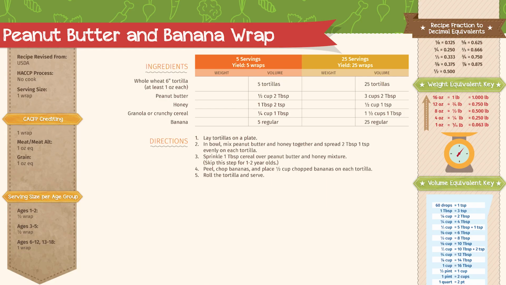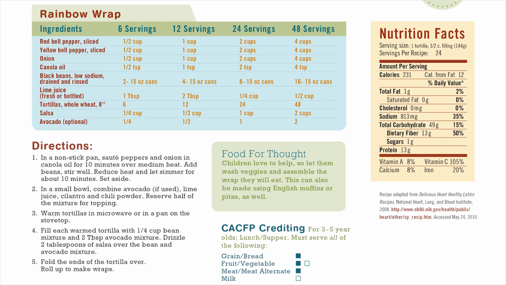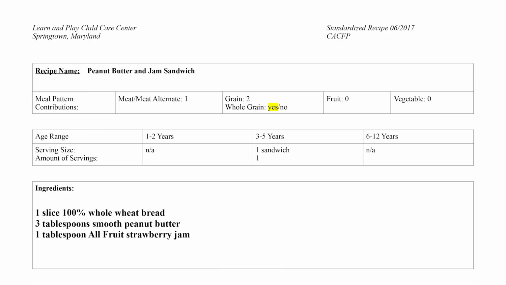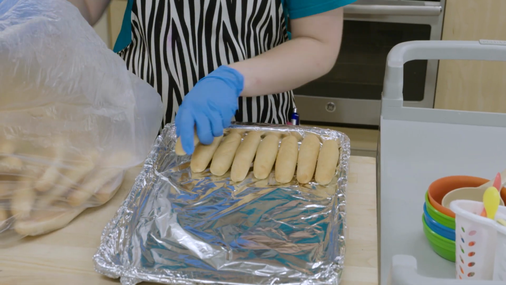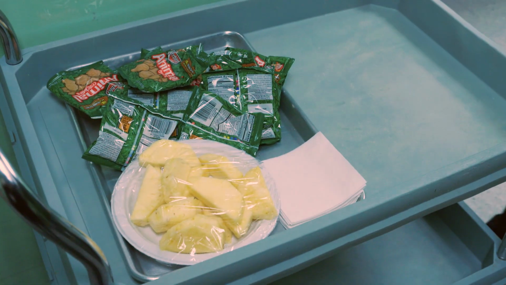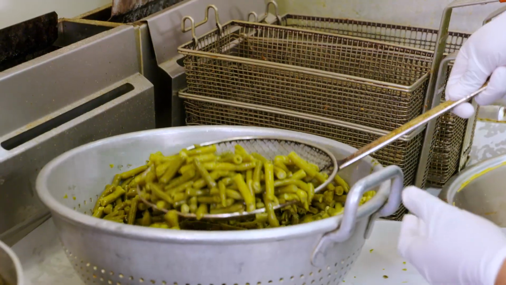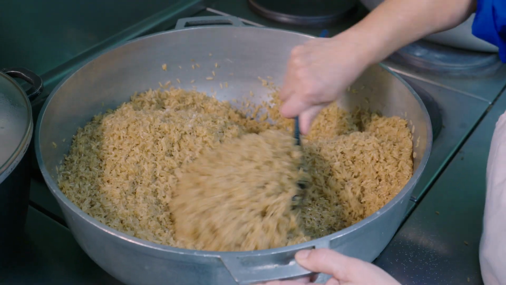For CACFP, a written standardized recipe is required for combination foods, a menu item combining two or more food items, and it may include two or more food components or not, such as vegetable soup. Single food items don't need a standardized recipe. Examples include pineapples, green beans, brown rice.